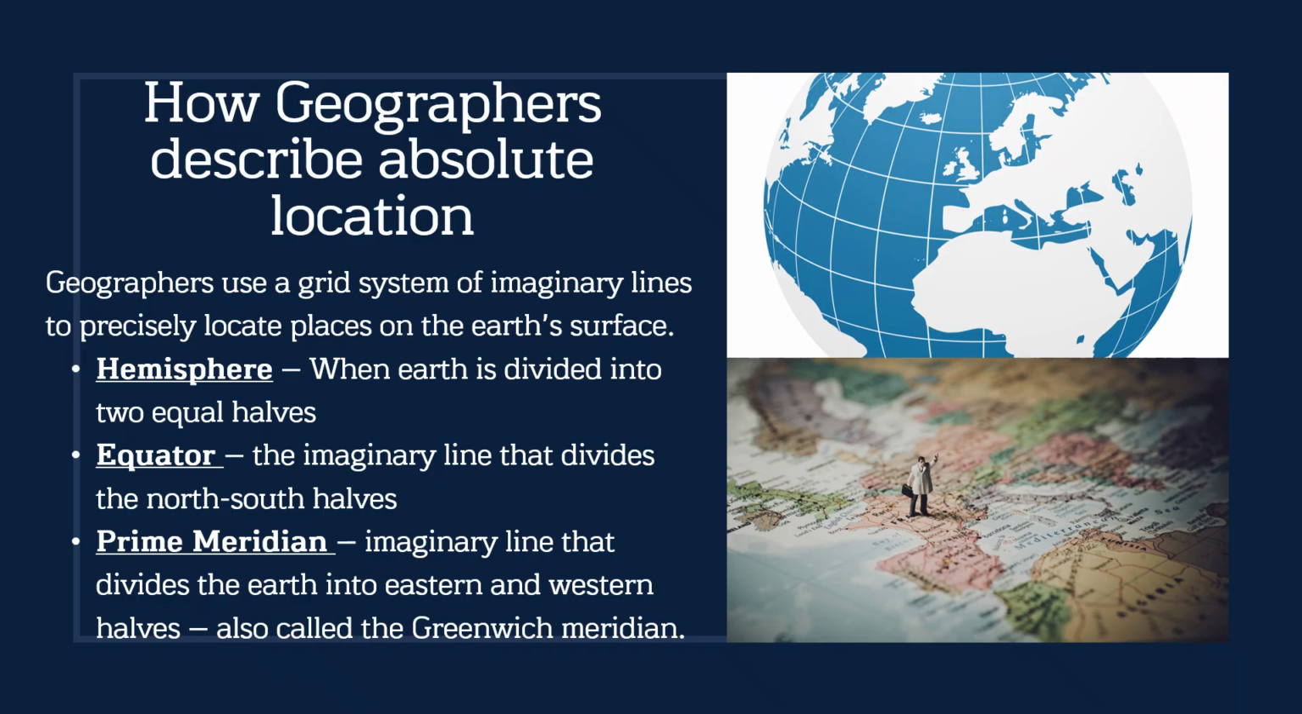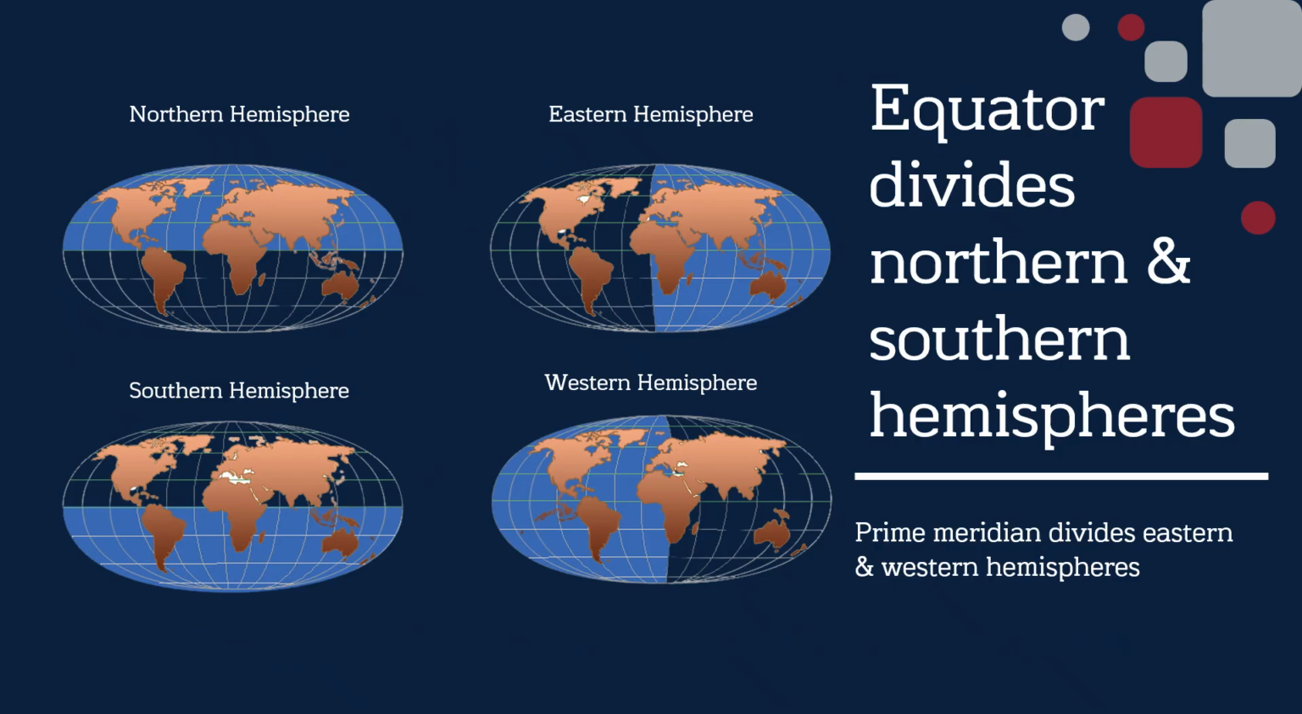Now, as you can see on this map on the screen, the equator is a line that runs through the Earth horizontally that divides the Earth into a northern hemisphere and a southern hemisphere. You see that in the left 2 maps. The prime meridian, which is a line that runs through the North Pole to the South Pole, that's going to divide the Earth into 2 hemispheres, the western and the eastern hemisphere. You see that on the right side of the map.